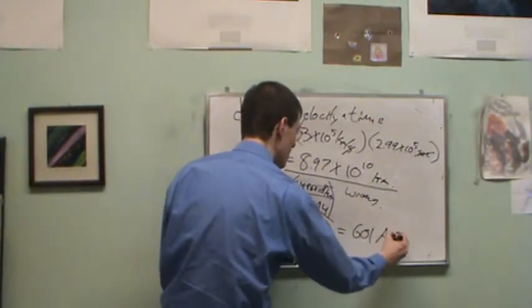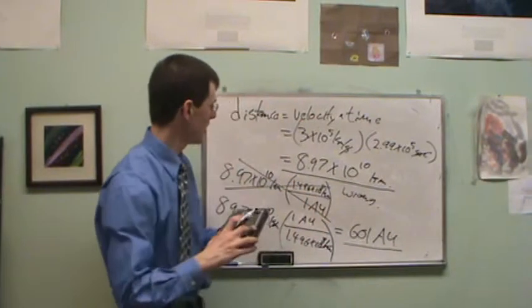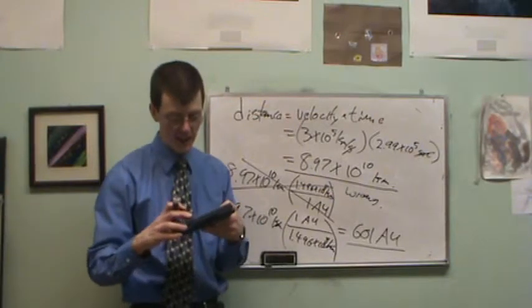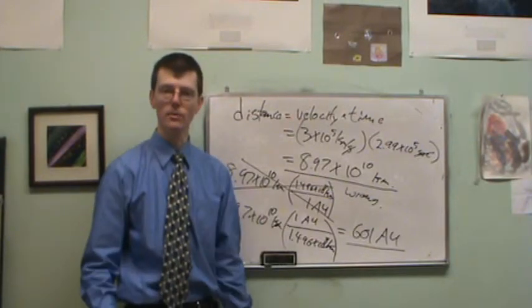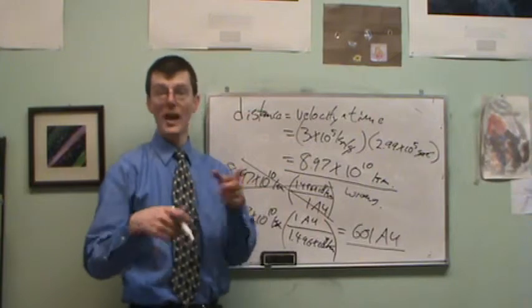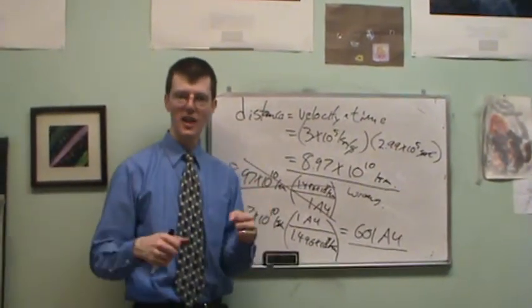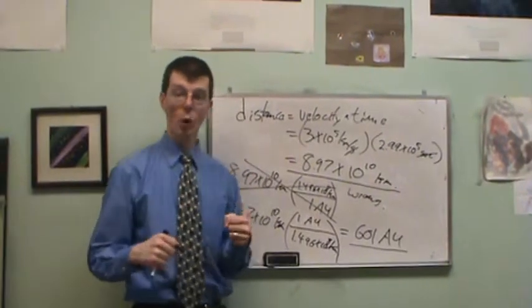601 AU. So if there is a comet out there that's so far away, it must be a distance of 601 AU. So there we go: 2 examples where you had to do unit conversions on both sides, allowing us to calculate time from distance or distance from time.